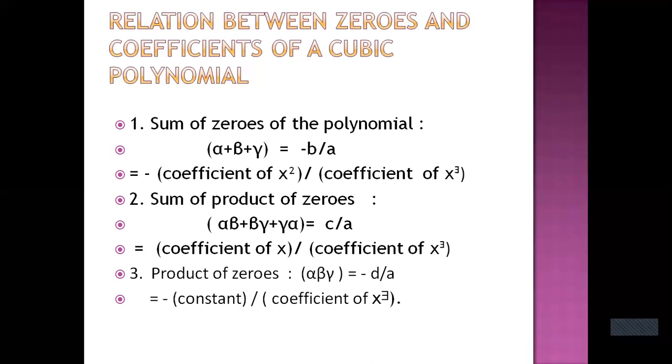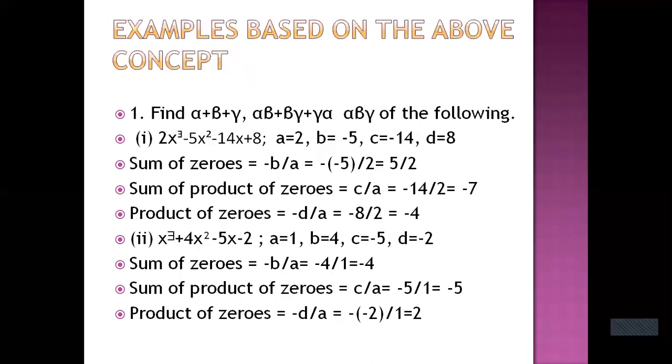In this example, the cubic polynomial which is given is 2x cubed minus 5x squared minus 14x plus 8. Let us first write all the coefficients. The x cube coefficient, that is a, is equal to 2, the x square coefficient, that is b, is equal to minus 5, the x coefficient, that is c, is equal to minus 14, and the constant, that is d, is equal to 8.